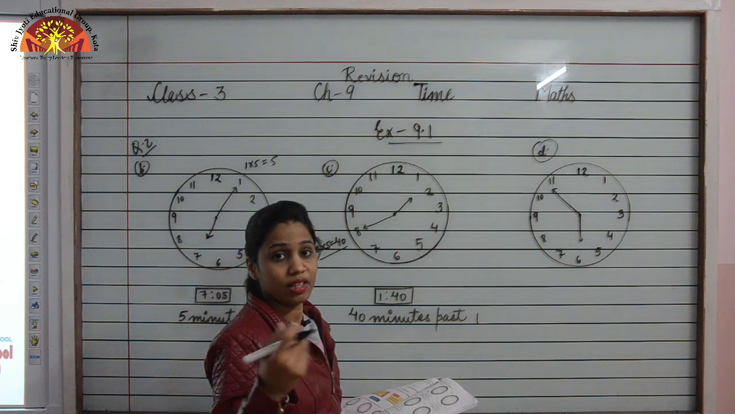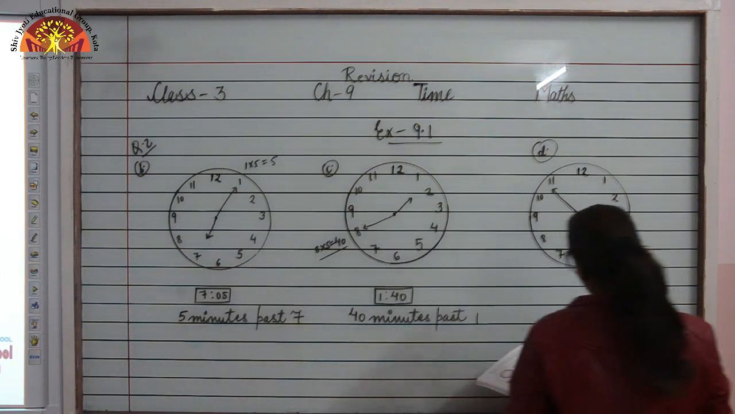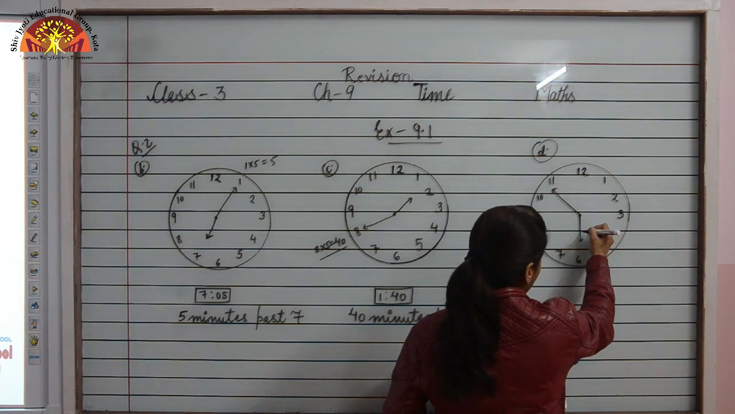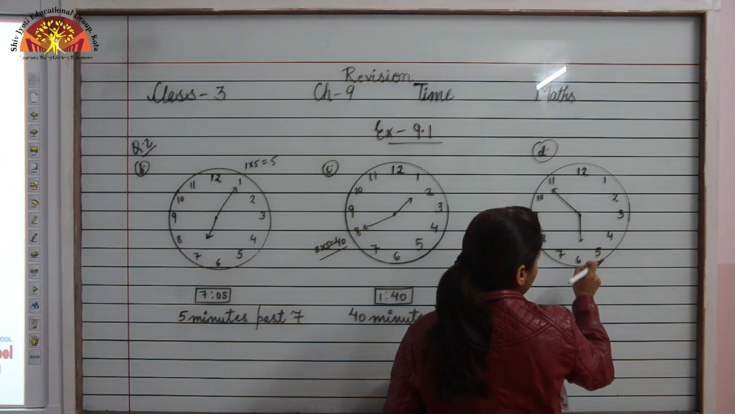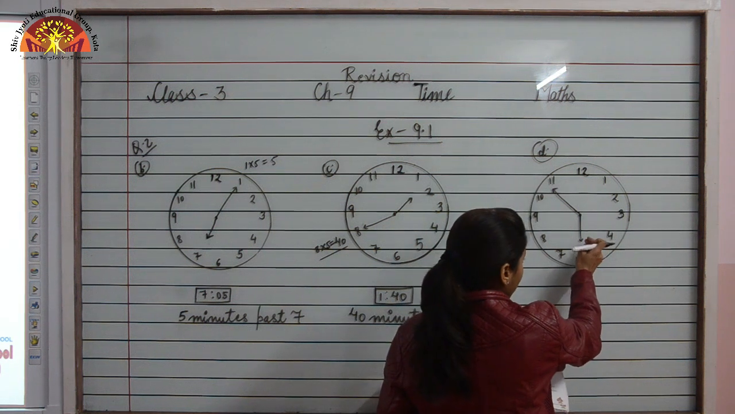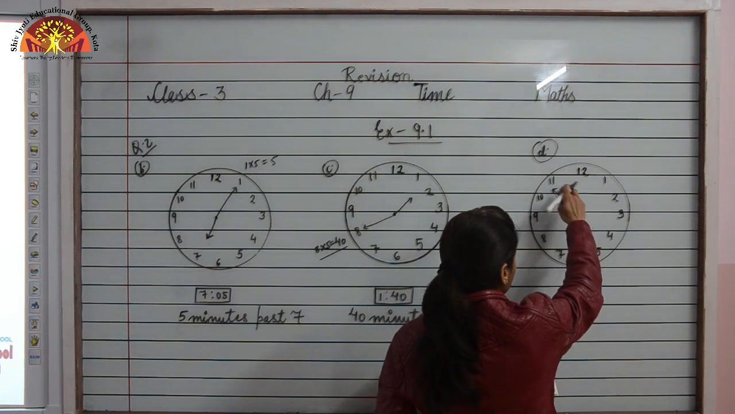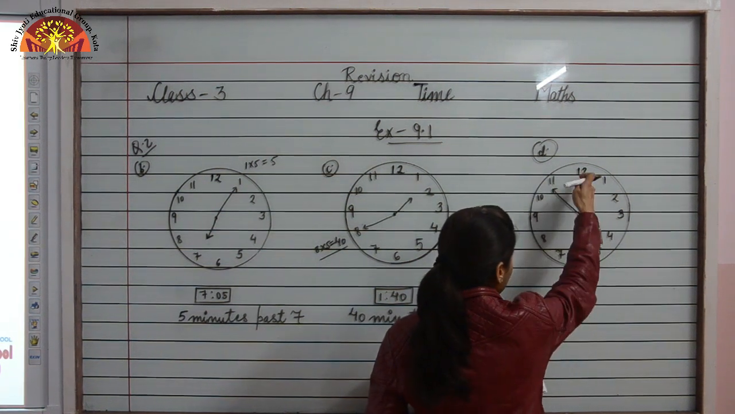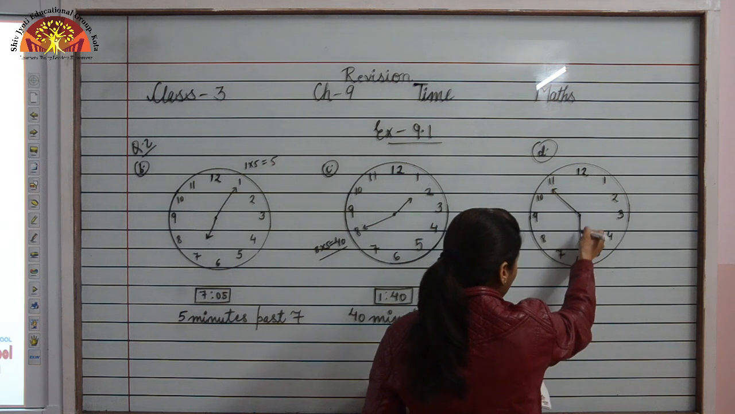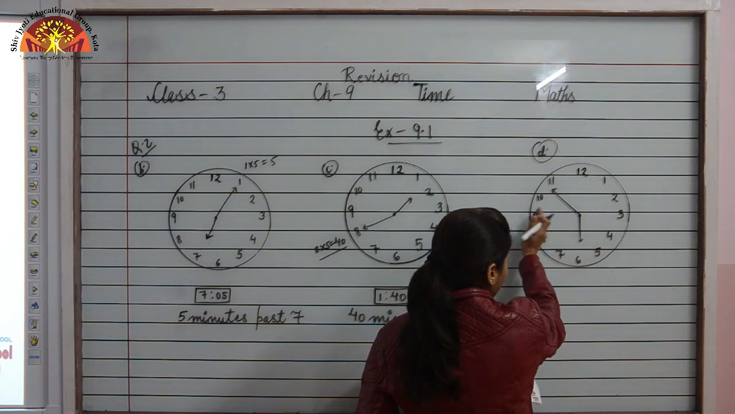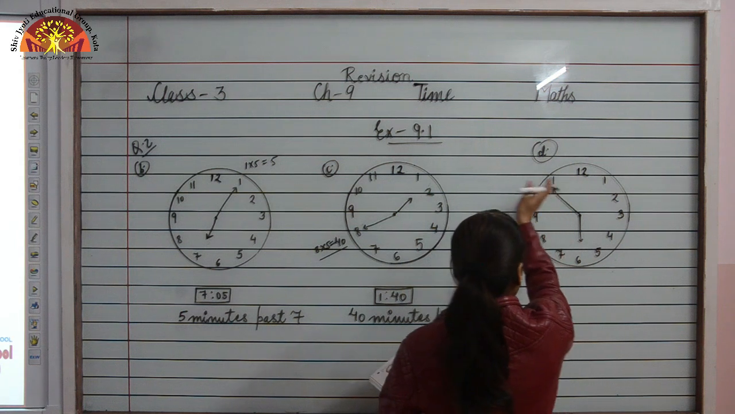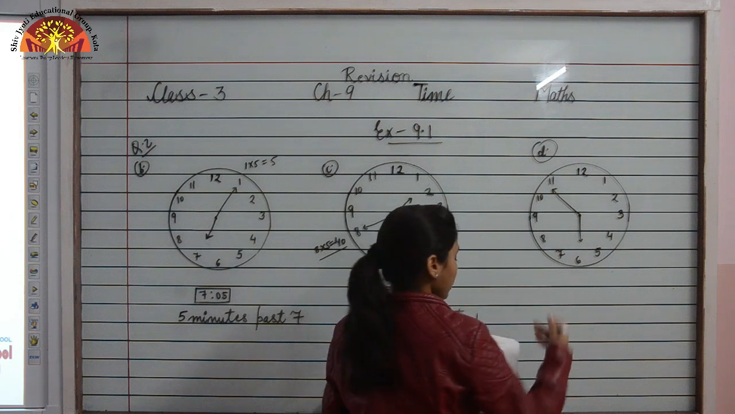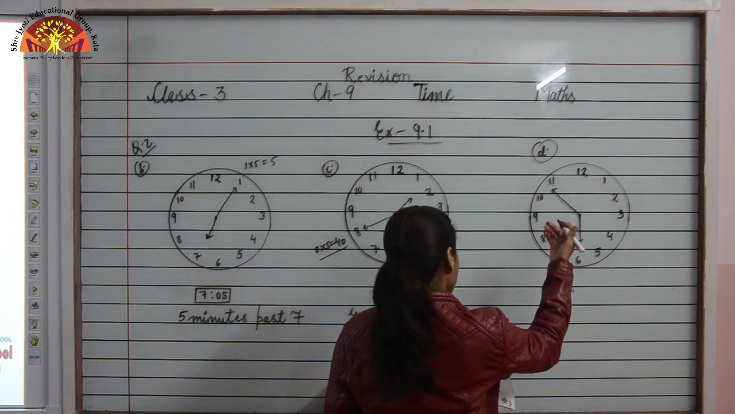Now let us do the other part, D part. Now here, this smaller hand, that is the hour hand, is about to reach 6. It is not exactly on 6, it is about to reach 6. And this minute hand is on 11. Means it has crossed this line. Suppose we are having a dotted line between 12 and 6. So it has crossed that line. That means this minute hand is on the left hand side. So whenever the minute hand is on the left hand side, how will we read? We read time as minutes to the next hour.